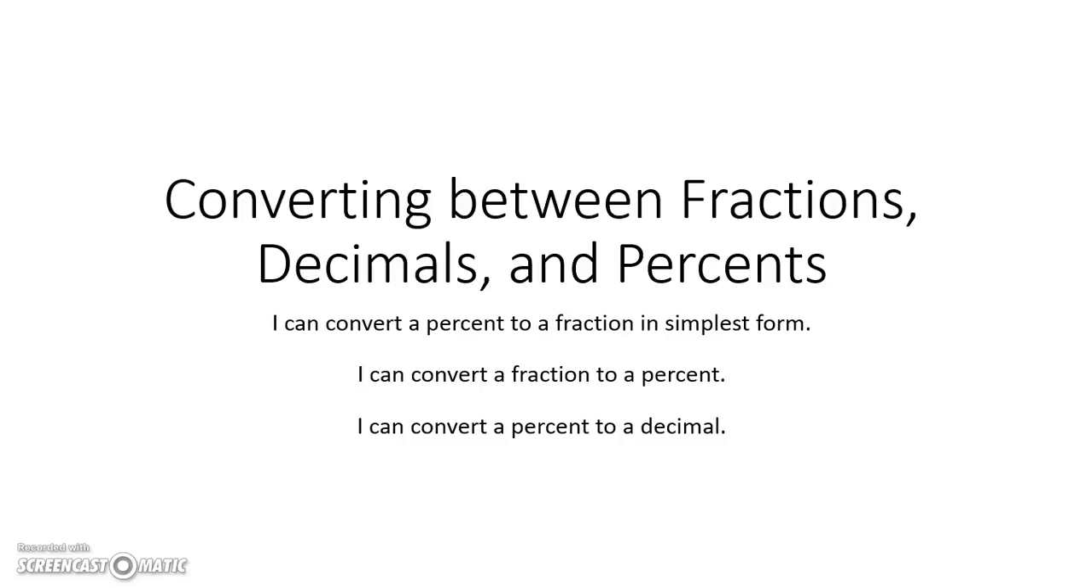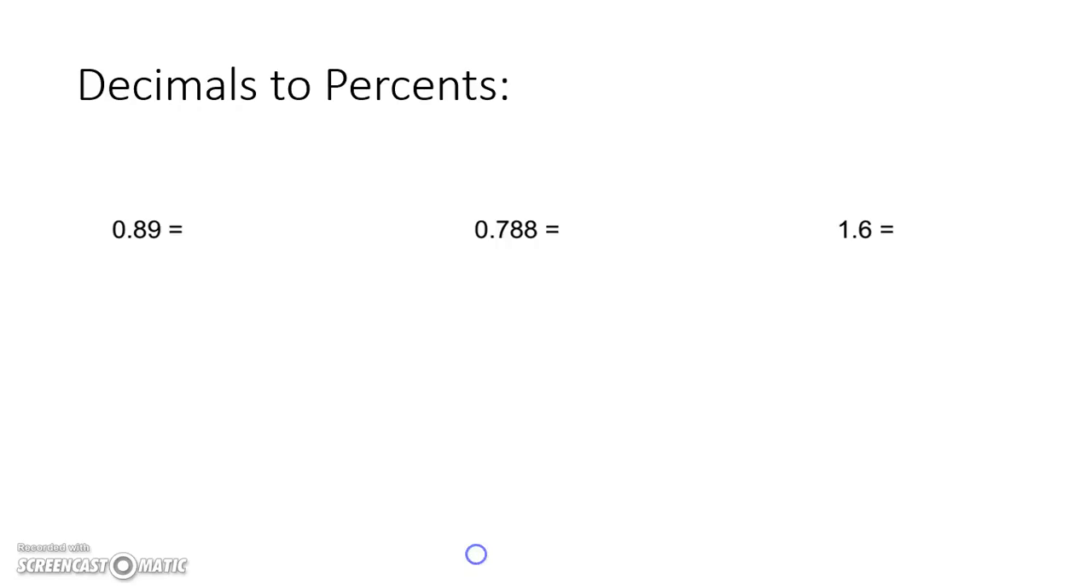The I can statements we're working on are: I can convert a percent to a fraction in simplest form, I can convert a fraction to a percent in simplest form, and I can convert a percent to a decimal.